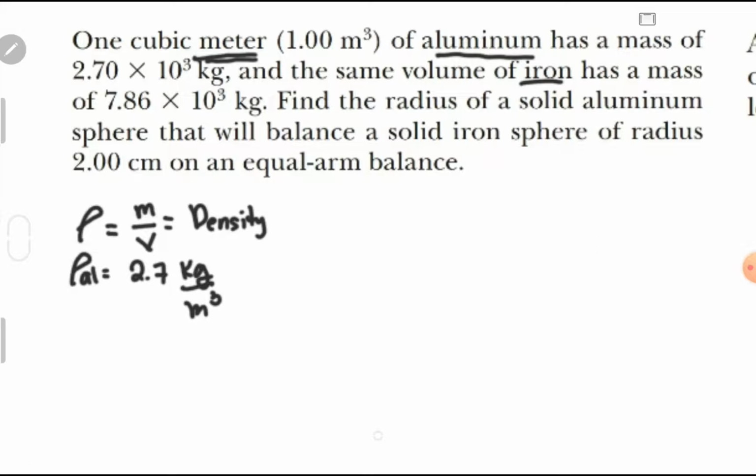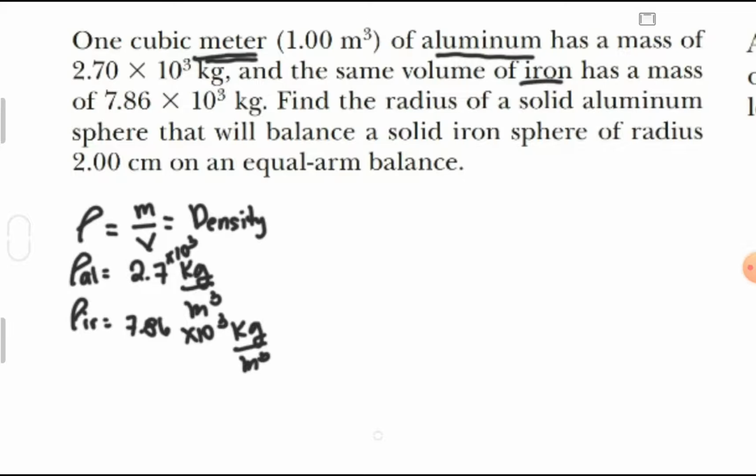And the density of our iron is equal to 7.86. Don't forget your times 10 raised to 3. Okay? So we have 7.86 times 10 raised to 3 kilogram per meter cube. So how did I solve for that? Density, take note of the formula, mass over volume. The mass of iron is equal to 7.86 times 10 raised to 3 kilogram, and it has a volume equal to 1 cubic meter.